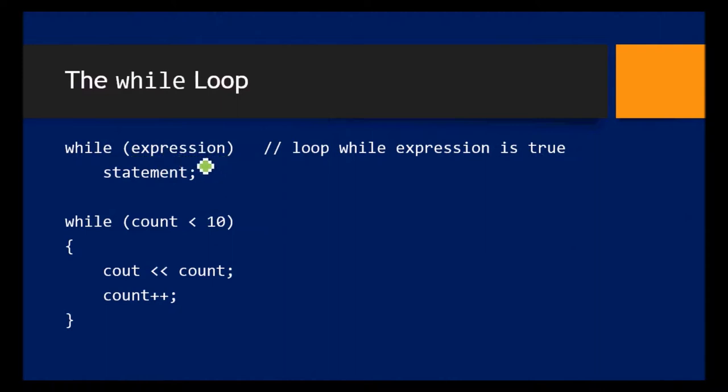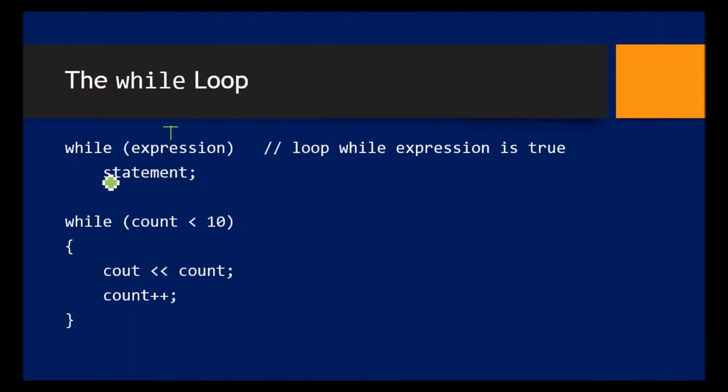When this expression is true, the code will loop. Now, what does that mean to loop? It does work very much like the if statement. When this is true, the program enters the while loop and runs the statement in here, or statements. If you have braces, just like with the if, you can have a compound statement, and then you can run multiple lines of code. So while this is true, this statement runs.